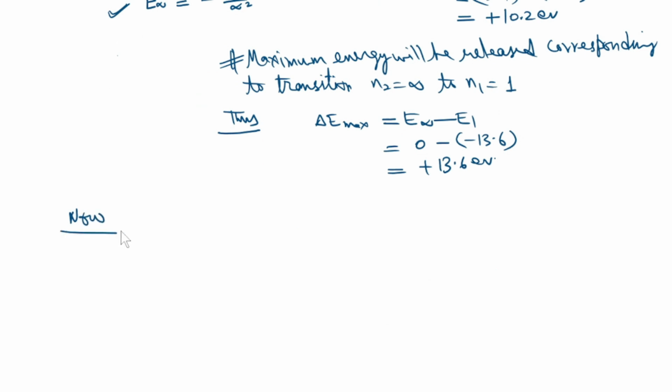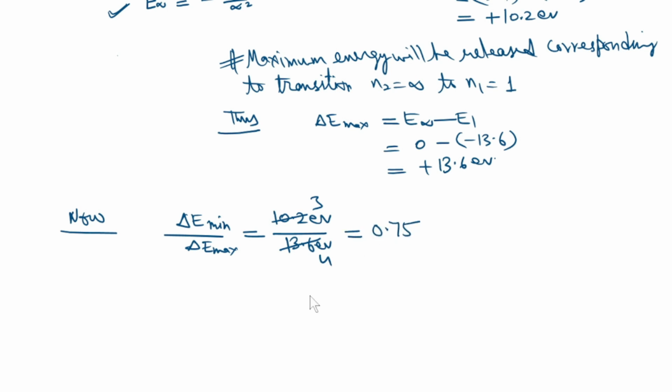Now, delta E min to delta E max equals to 10.2 electron volt upon 13.6 electron volt. These two numbers are multiples of 3.4, so 3 times 3.4 upon 4 times 3.4, and this is equals to 0.75.